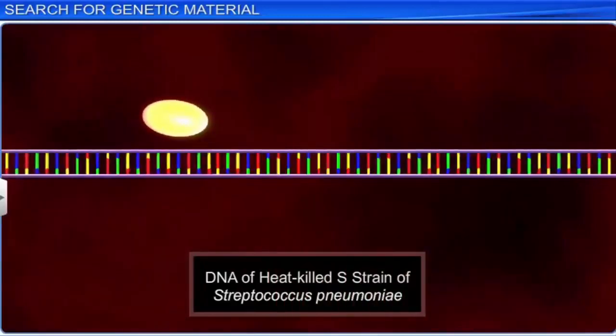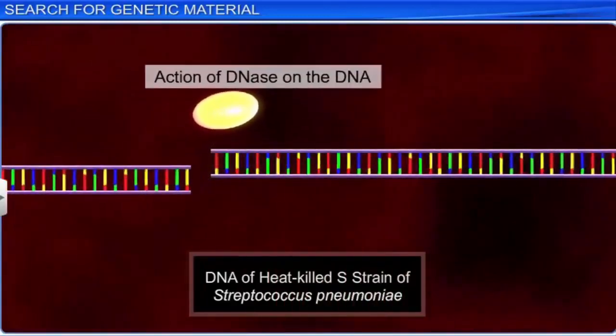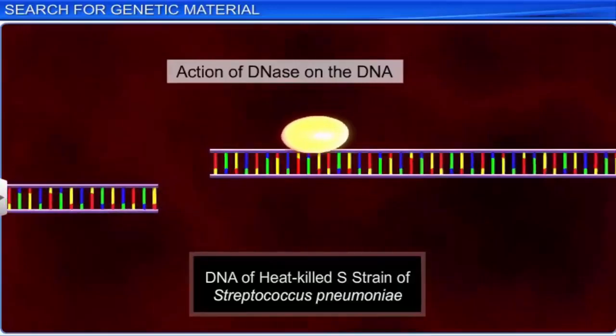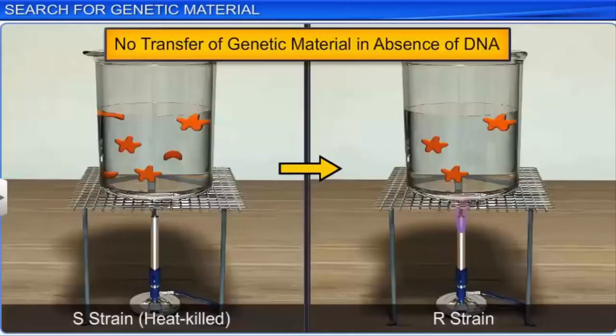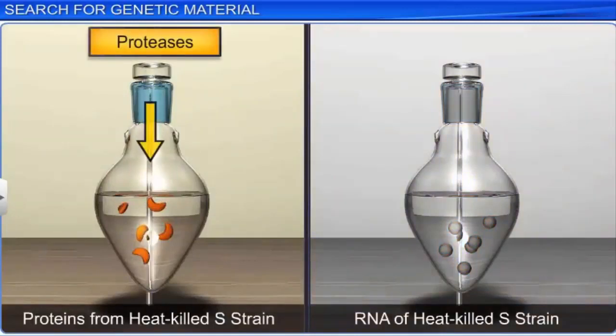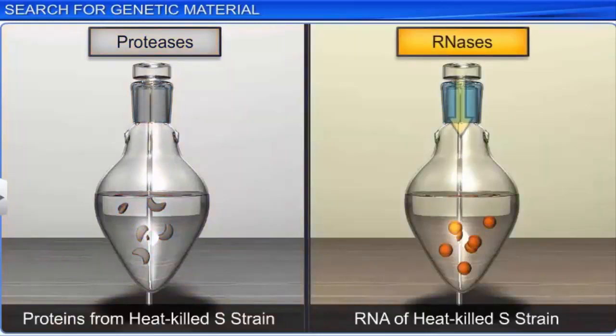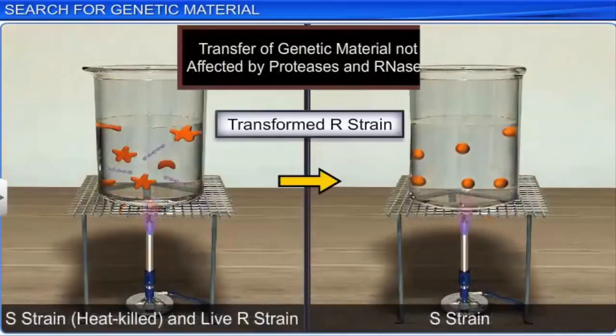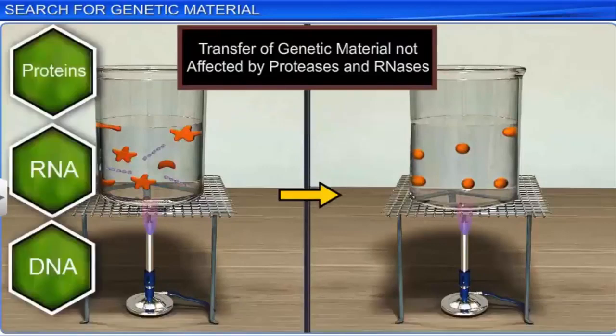They also found that digestion of the DNA of heat-killed S strain with DNase inhibited transformation. Further, the scientists also discovered that addition of proteases or protein-digesting enzymes and RNases or RNA-digesting enzymes did not affect the transformation. This led to the conclusion that proteins or RNA were not transforming substances and implied that DNA was the cause for the transformation.